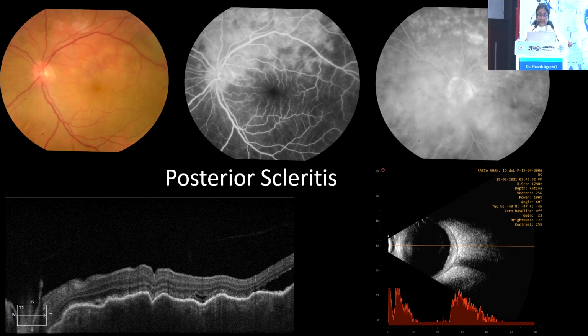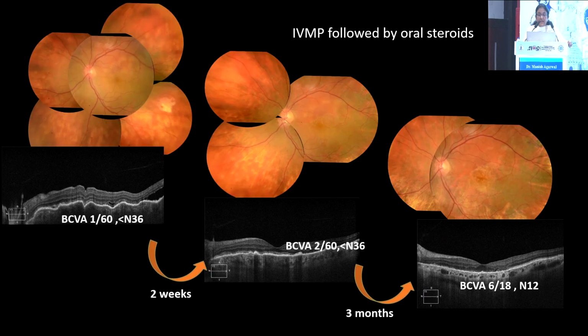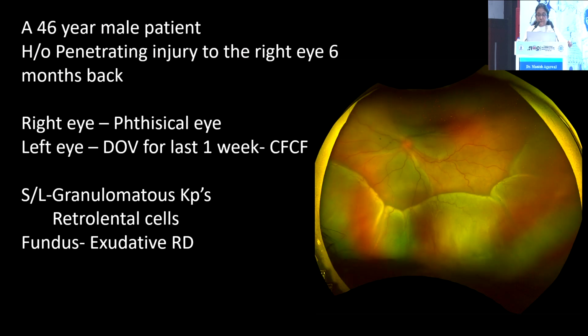When you do a B scan, you do find an acute scleral thickening along with a very typical T sign suggestive of a posterior scleritis in this patient. So a clearance is taken from the physician and the patient is treated with IVMP followed by steroids. And this is the timeline of the patient, where you see that the patient has recovered good vision with complete resolution of the fluid at the posterior pole.